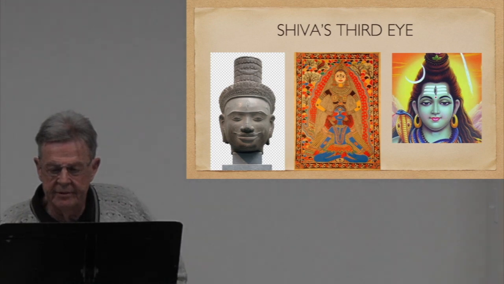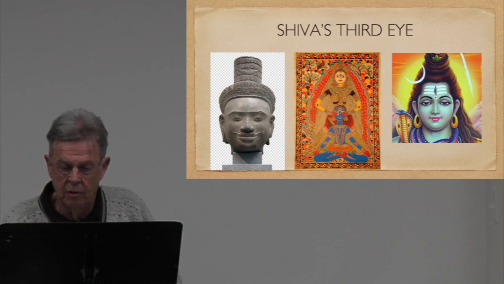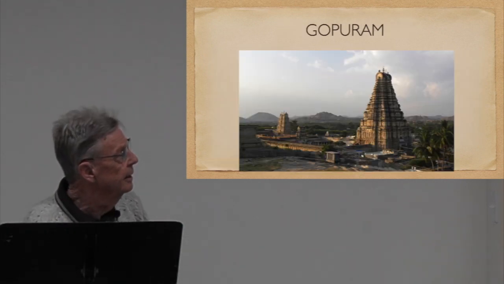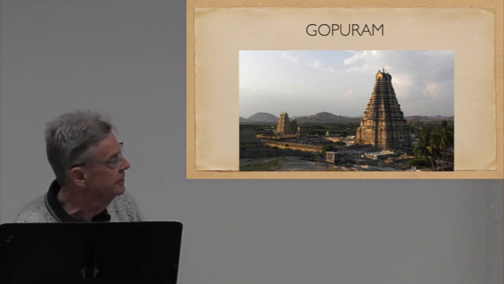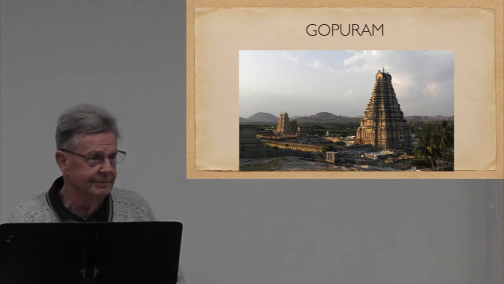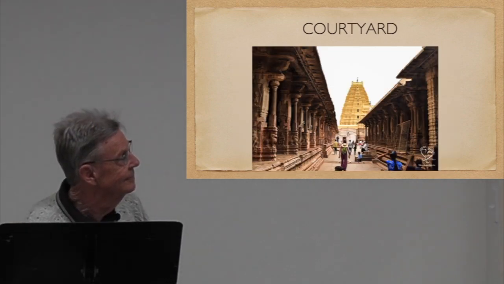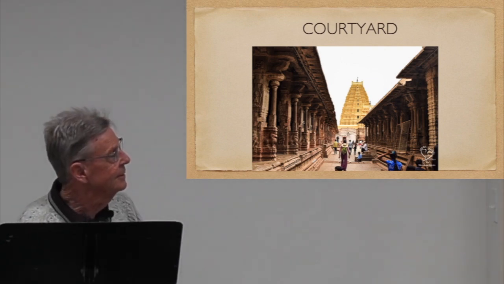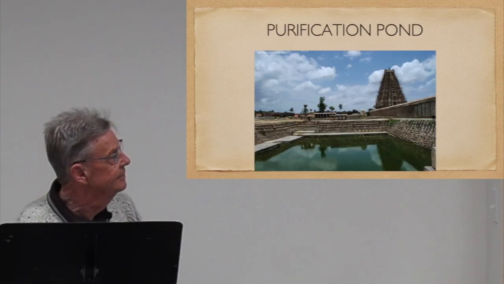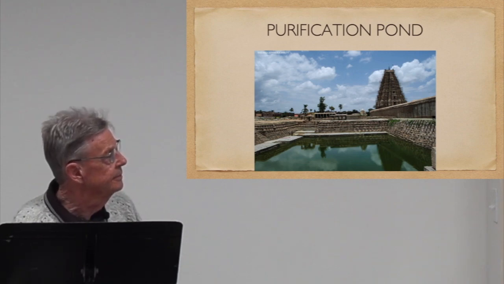The temple was built in the 7th century. It's undergone numerous additions. It's now a World Heritage Site. It's known for its gopuram, this massive structure. It's the entry to the temple. That's the courtyard. And that's the purification pond.